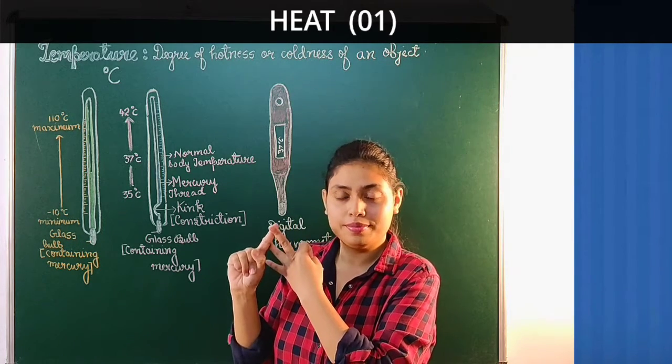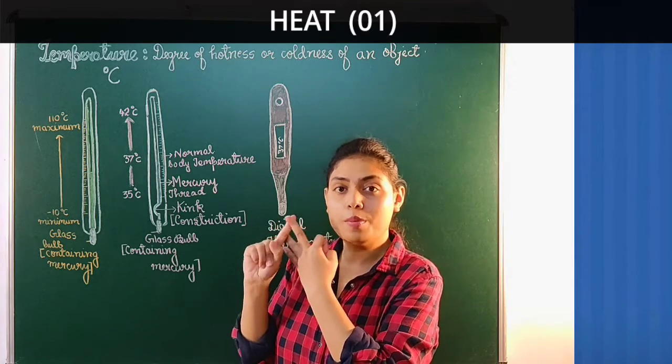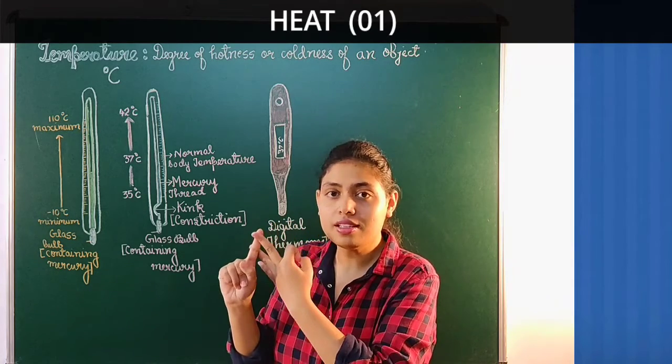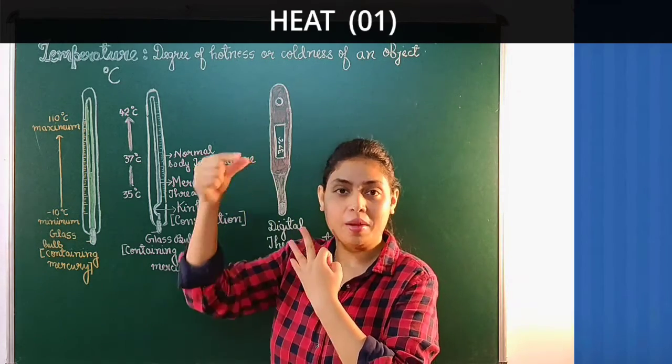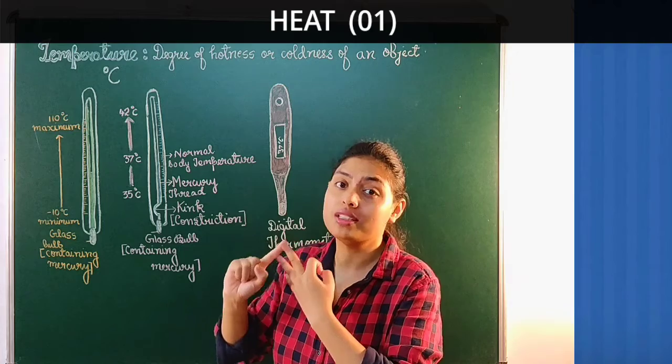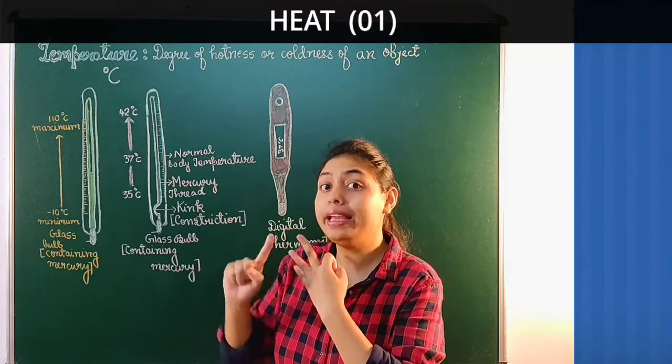Third precaution. The laboratory thermometer should be held vertical or upright straight. That means सीधा पकड़ना है बेटा, okay? Upright, straight or vertical. And should not be tilted.